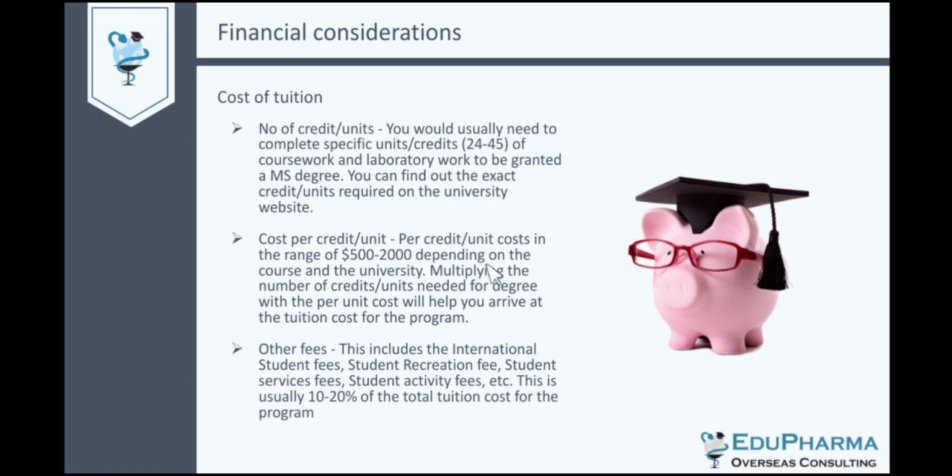In addition to this, there are other fees which you also have to consider. These include the international student fees, student recreation fees, student services fees. There are different sorts of fees which also apply beyond this calculation, which would be somewhere in the range of 10 to 20%. So through this calculation, you would be able to arrive at the ballpark figure of what may be the cost of that master's program in that particular university. We will also look at some of the examples when we go through some of the websites.